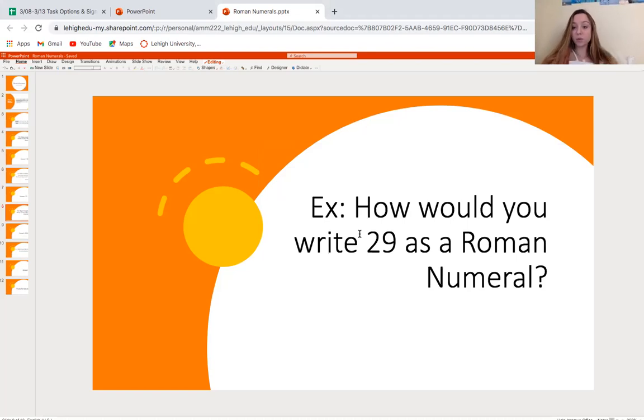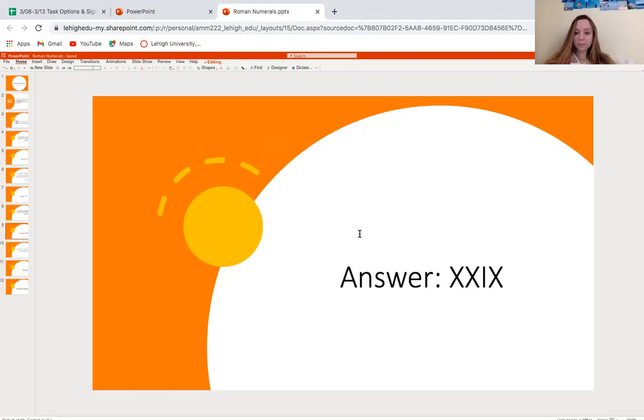So if we were to write 29 as a Roman numeral, we would do XX, which is 20. And then we would do IX, because that's equal to 9. So then 20 plus 9 is 29. So that's our answer.